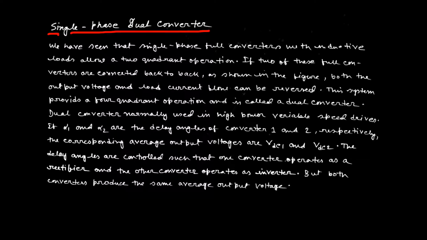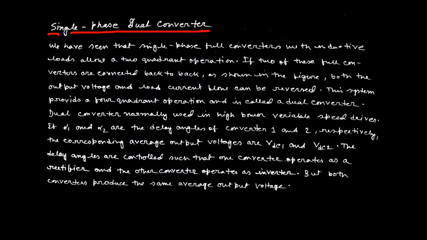So if two of those types of full converter are connected back to back as shown in the figure, both the output voltage and the load current flow can be reversed. This system provides 4-quadrant operation and is called a dual converter. Dual converter is normally used in high power variable speed drives.